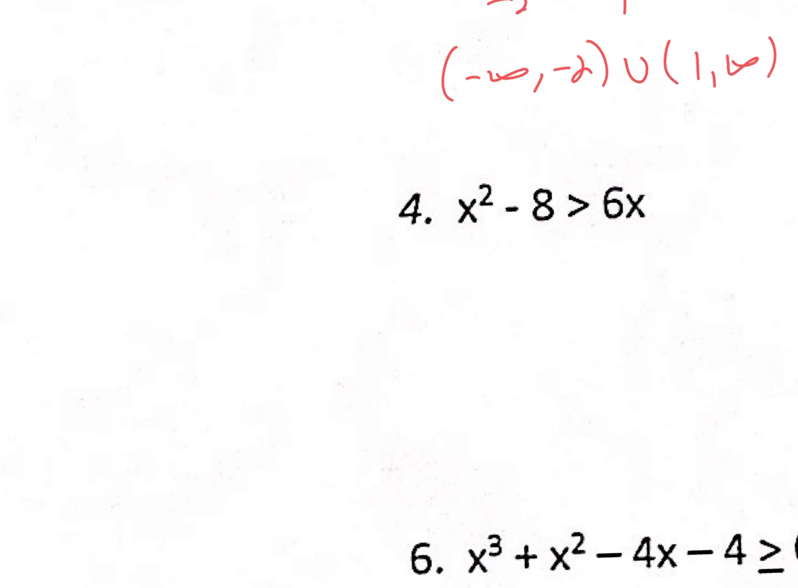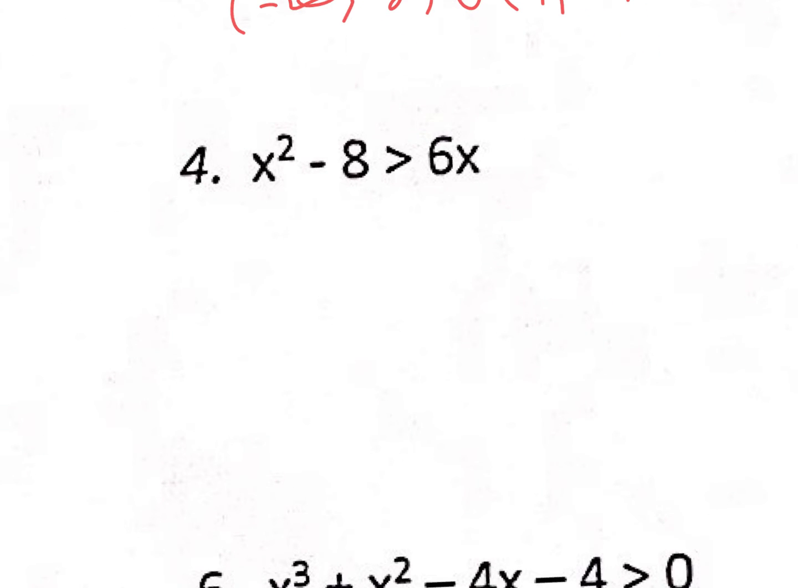Number 4 is kind of a weird one because when I first look at it and I bring the 6x over, it sure looks like it's going to factor. But the problem is the 4 and 2 will not give me a -8 and a -6 at the same time. So what I'm going to do is I'm going to punch it in my calculator. When I punch it in, I'm looking for the zeros. I'm looking for the x-intercepts, and here's what I found. I found -1.12 and 7.12.